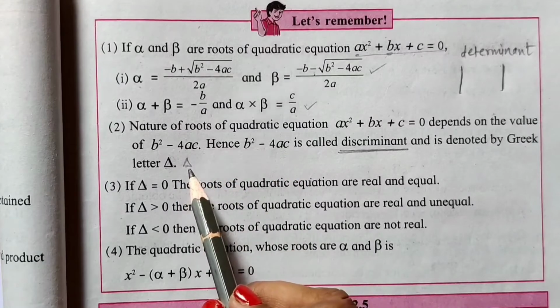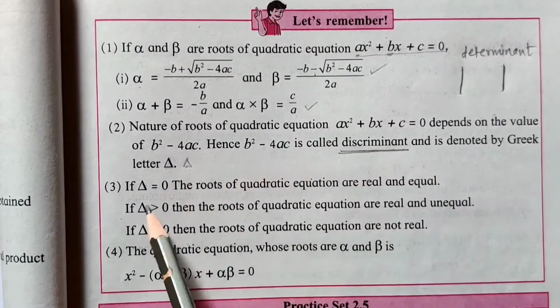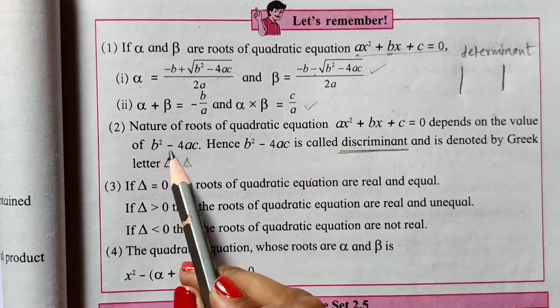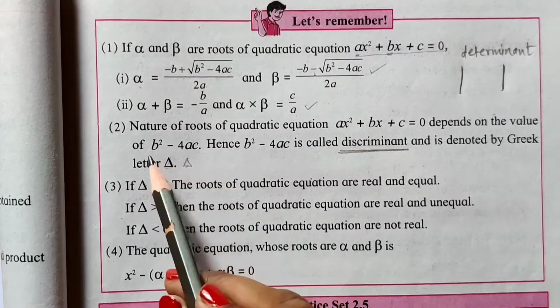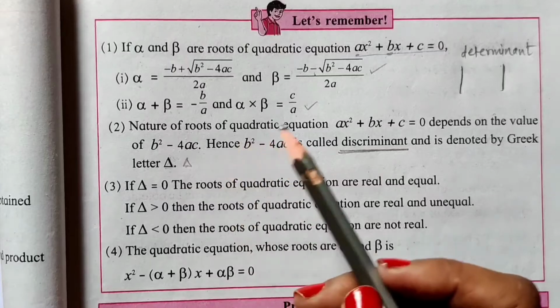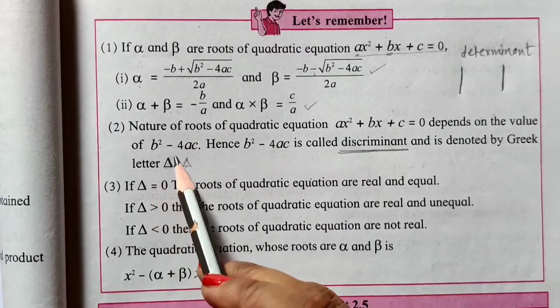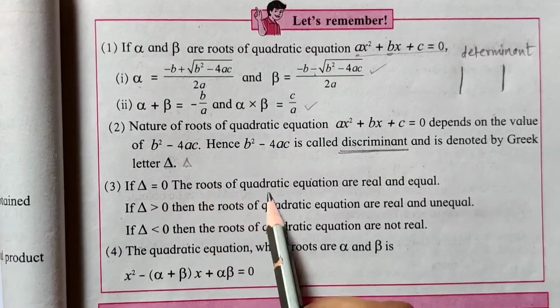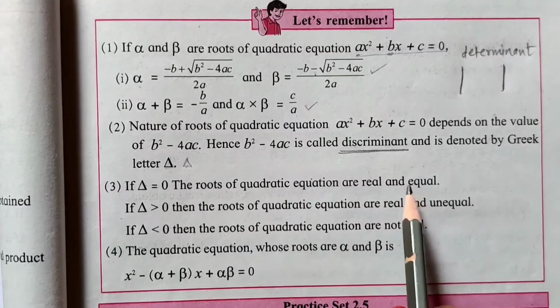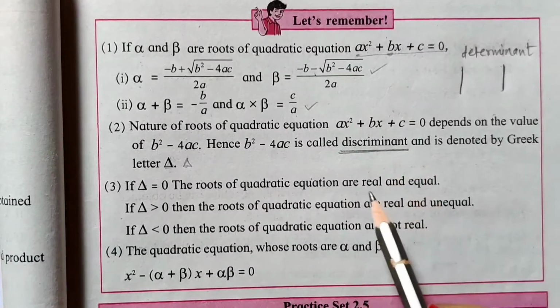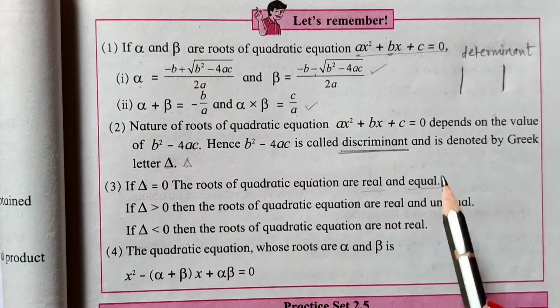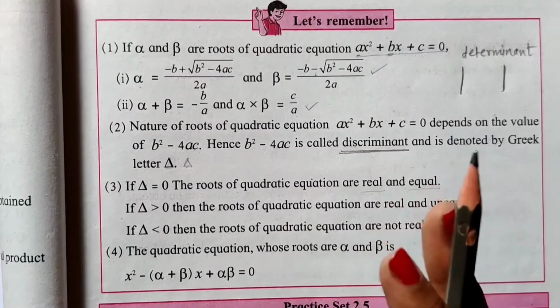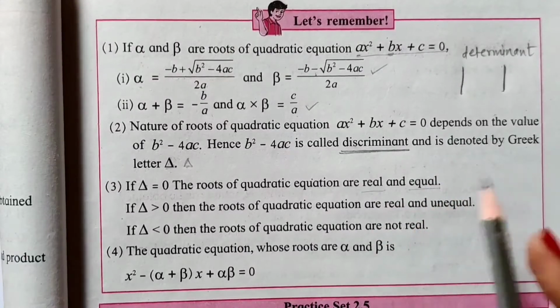So when delta or the discriminant, that means b square minus 4ac, is equal to 0, the roots of the quadratic equation are real and equal. What is the nature of the roots of the equation? They will be real and equal. Both the roots will be equal and they are real.